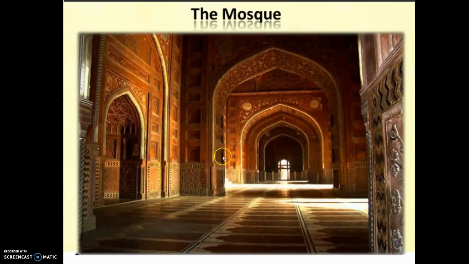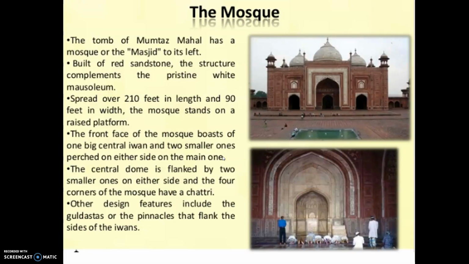And the next comes the mosque. The mosque is another important building within the Taj complex. This is to the left of the mausoleum, and it was built with red sandstone and white marble, which contrasts with the white marble structure. It spreads to a size of 210 feet in length and 90 feet in width. And the mosque stands on a raised platform.